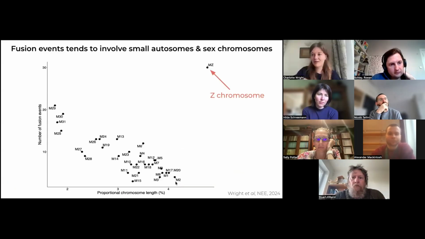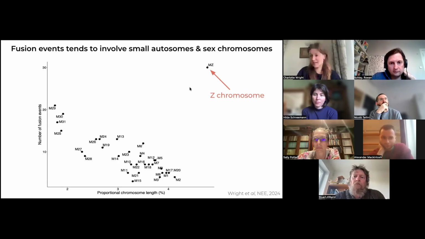What was also quite interesting that we found is that if you ask, are all chromosomes equally likely to be involved in rearrangement, then the answer is clearly not. So here we have the length of the chromosomes on the x-axis and the number of fusions on the y-axis. And you can see that the smaller the chromosome is, here I'm showing you the ancestral groups, the more likely it was involved in fusions, unless you're the sex chromosomes, in which case you always join into other chromosomes.